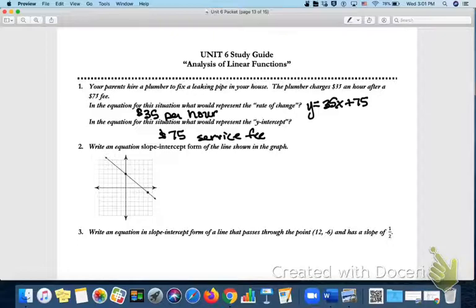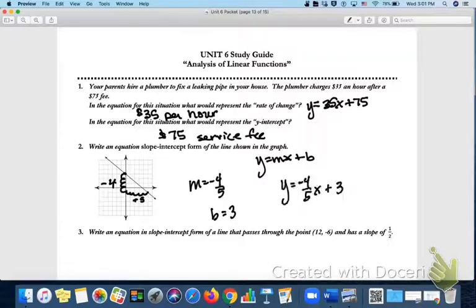Number 2, write an equation in slope-intercept form of the line shown in the graph. So we need to identify what is the slope and what is the y-intercept. We can see that the y-intercept is positive 3 and the slope is down 4, right 5. So we identify our slope as negative 4/5 and our y-intercept as 3. We're gonna put that into the equation and rewrite it as y equals negative 4/5 x plus 3.